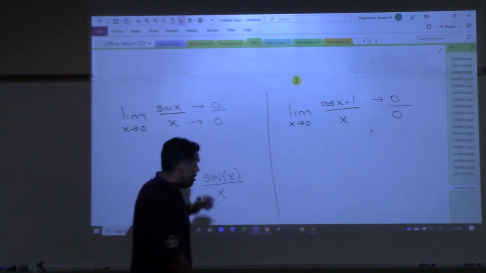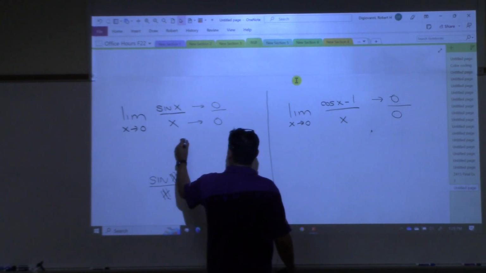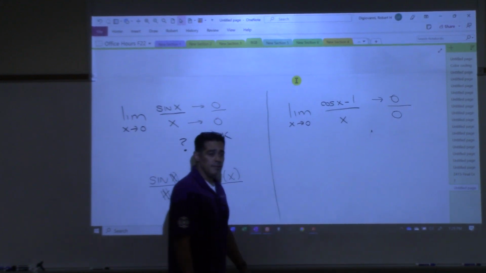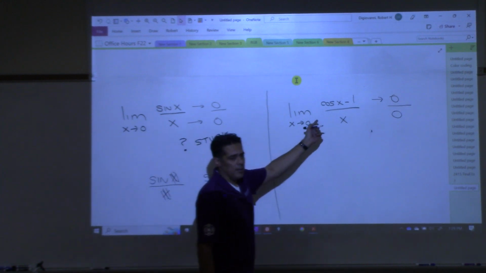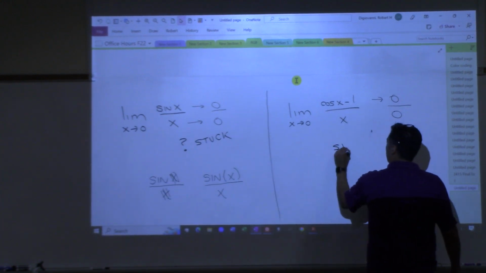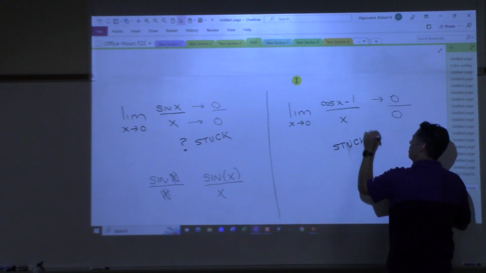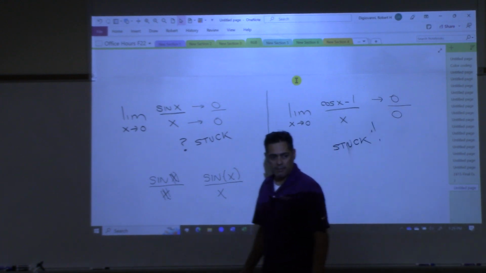So we don't know. Right now we are stuck right here. We don't know what this is. And this one, same thing. There's no algebra we can do. You're just going to have to trust me that we're stuck on both of these.